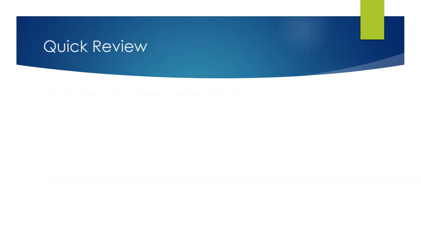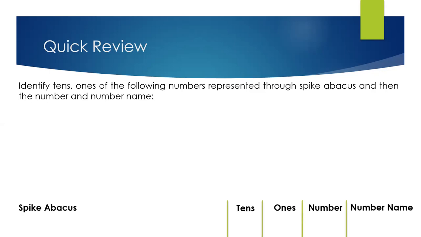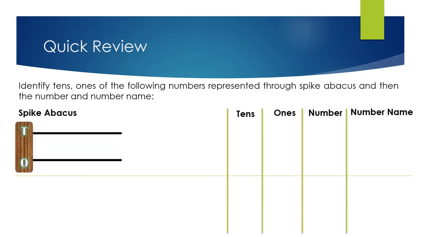So let us take a quick review of what we learned yesterday in our previous class. We learned about the spike abacus. So here I'm providing you with some spike abacus. Here you will identify the number of tens and ones of the given spike abacus, and then you will form the number and number name. So here we go.